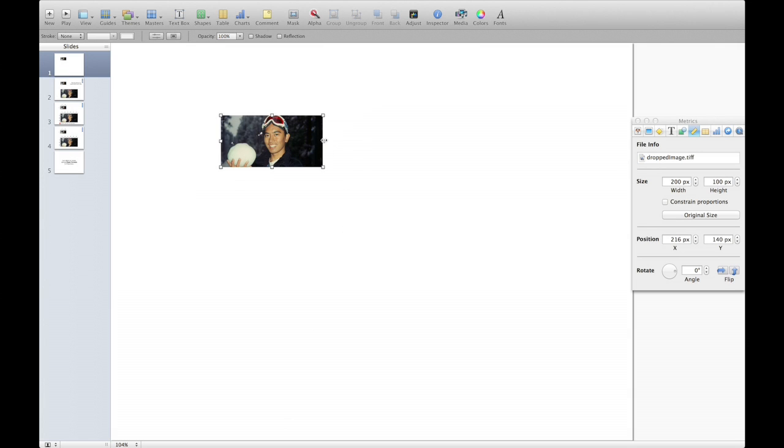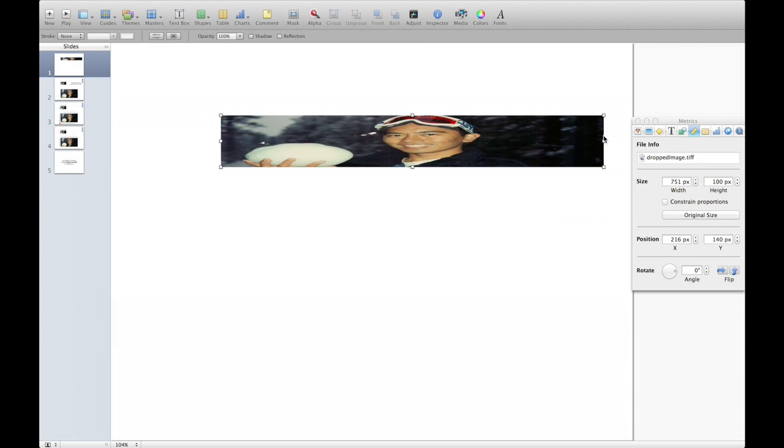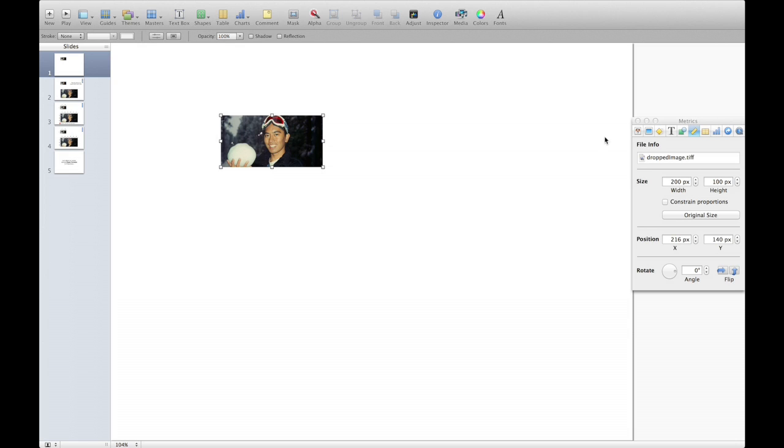What if I stretch it this way? And again, the picture's getting bigger, but it still doesn't look right. Now it's a lot wider than it should be. So I'll undo that. And here in the inspector, I'll click on Constrain Proportions.